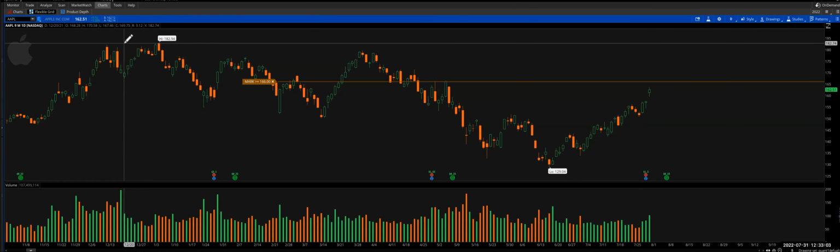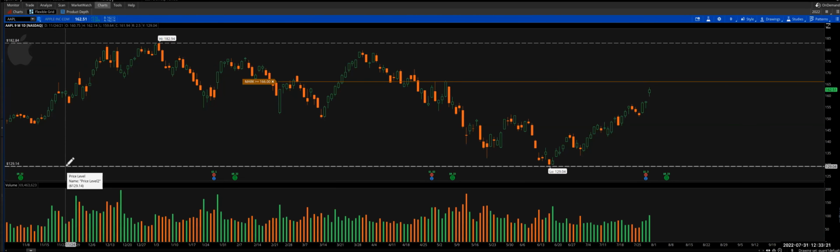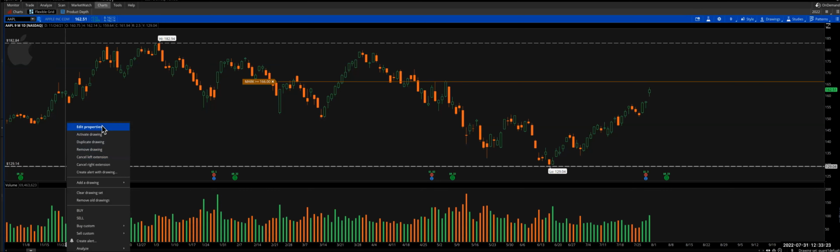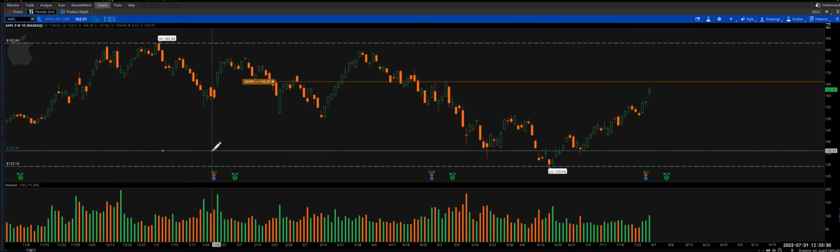So I look for different levels. Over here, here's a level right here, which is the high. So I click on the high right there. The easiest way is to look for the high and the low first, so you click on the low right there. That'll give you the low, and you can always adjust it. If you want to adjust it on Thinkorswim, you just right click, go to edit properties, and then adjust the price. I don't need to do that right now.